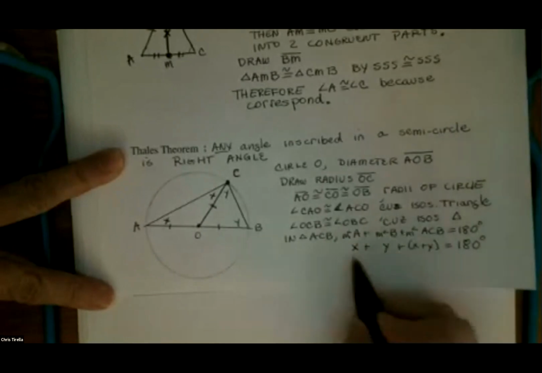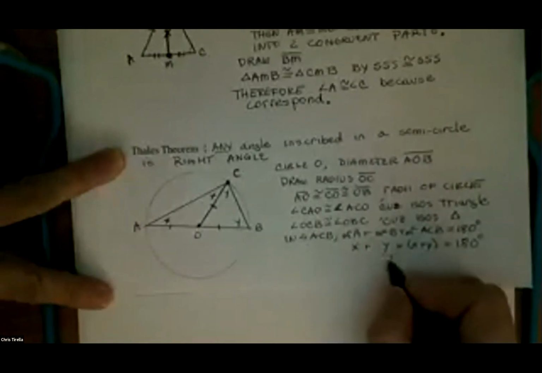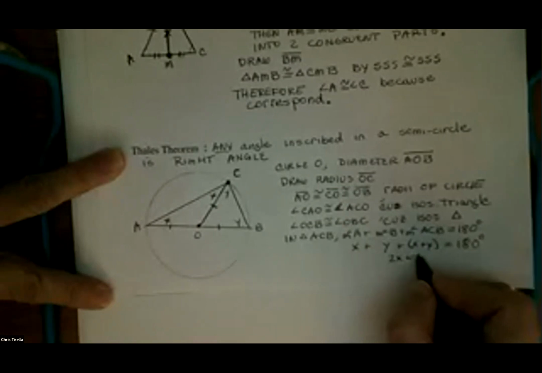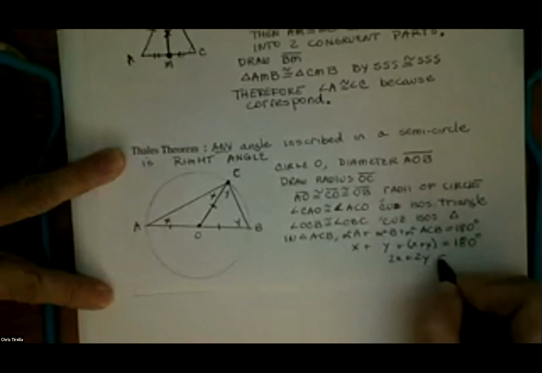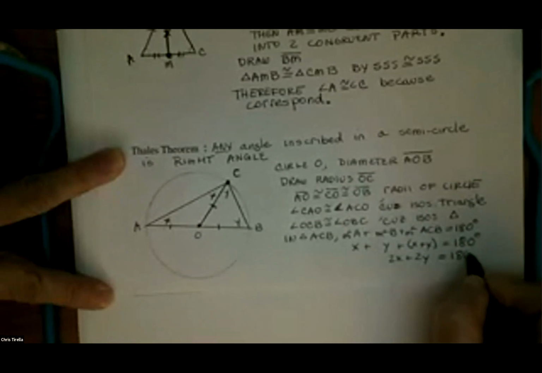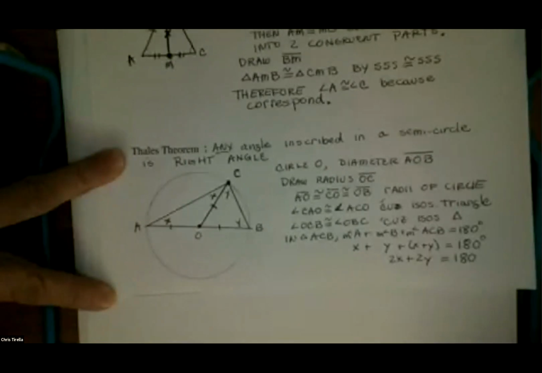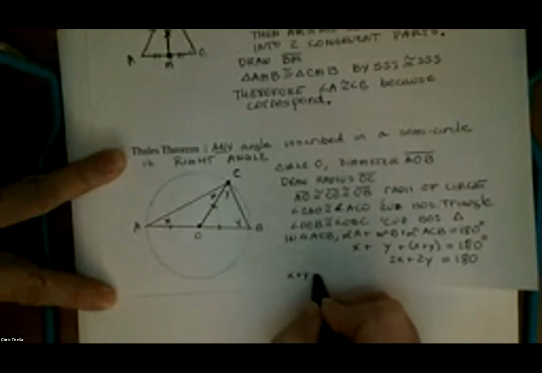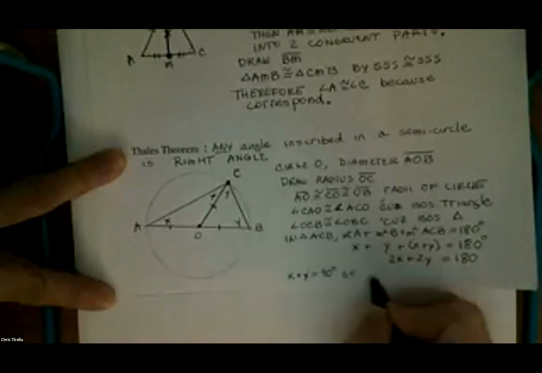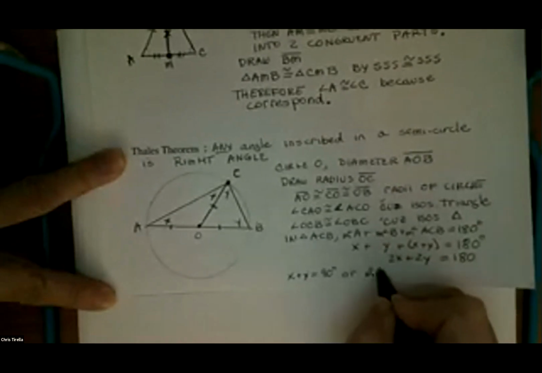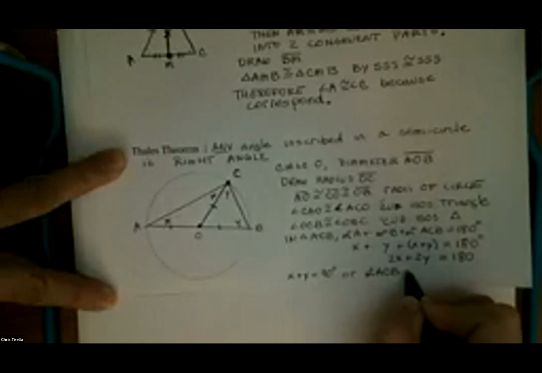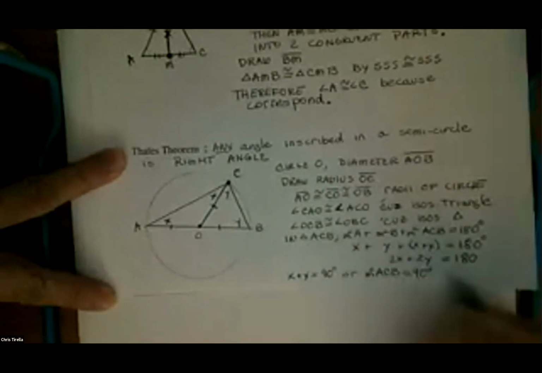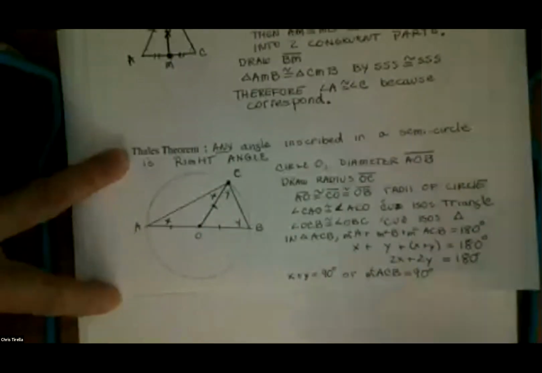But combining like terms, doesn't that give me 2x plus 2y equals 180? And if I divide by 2, doesn't that give me x plus y equals 90? Or the measure of angle ACB is 90. How cool is that?